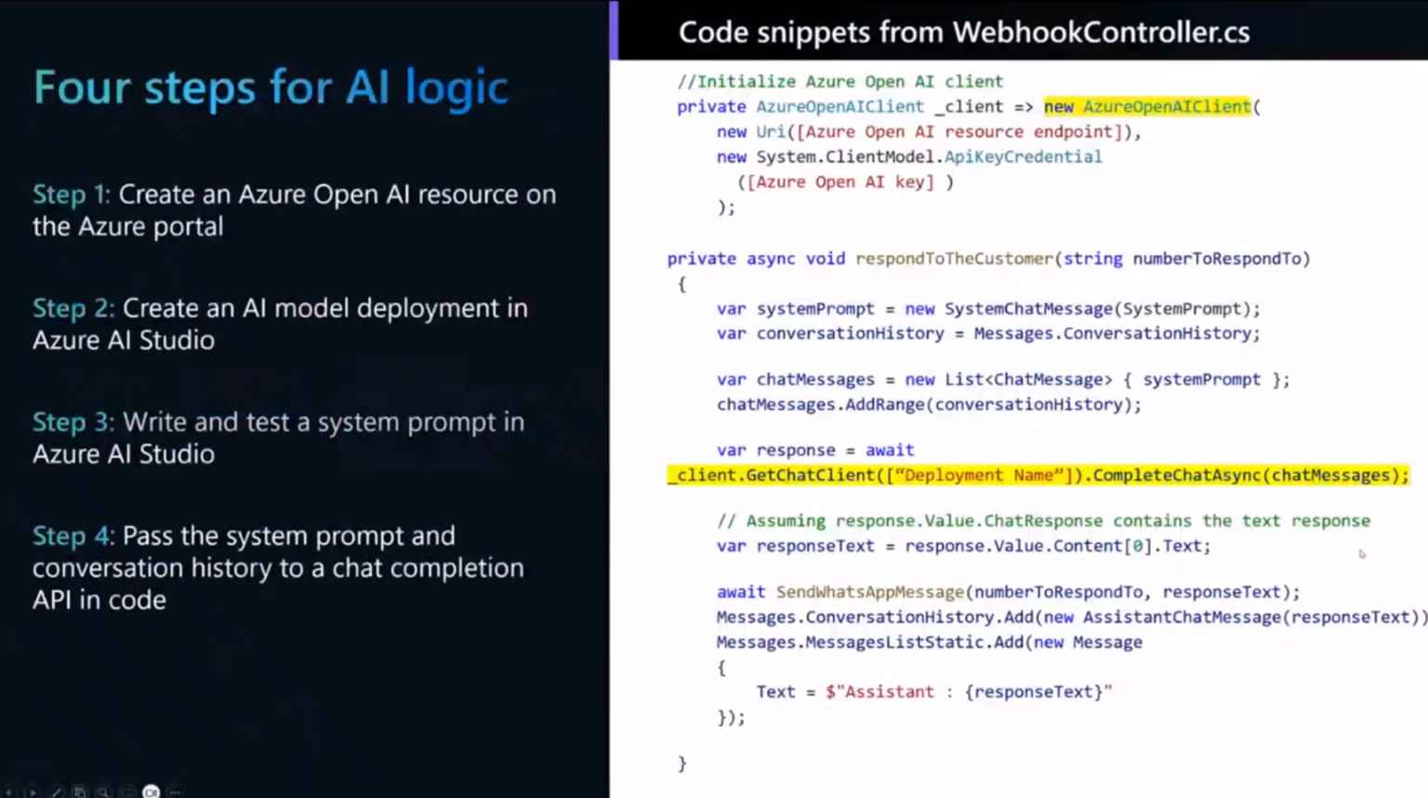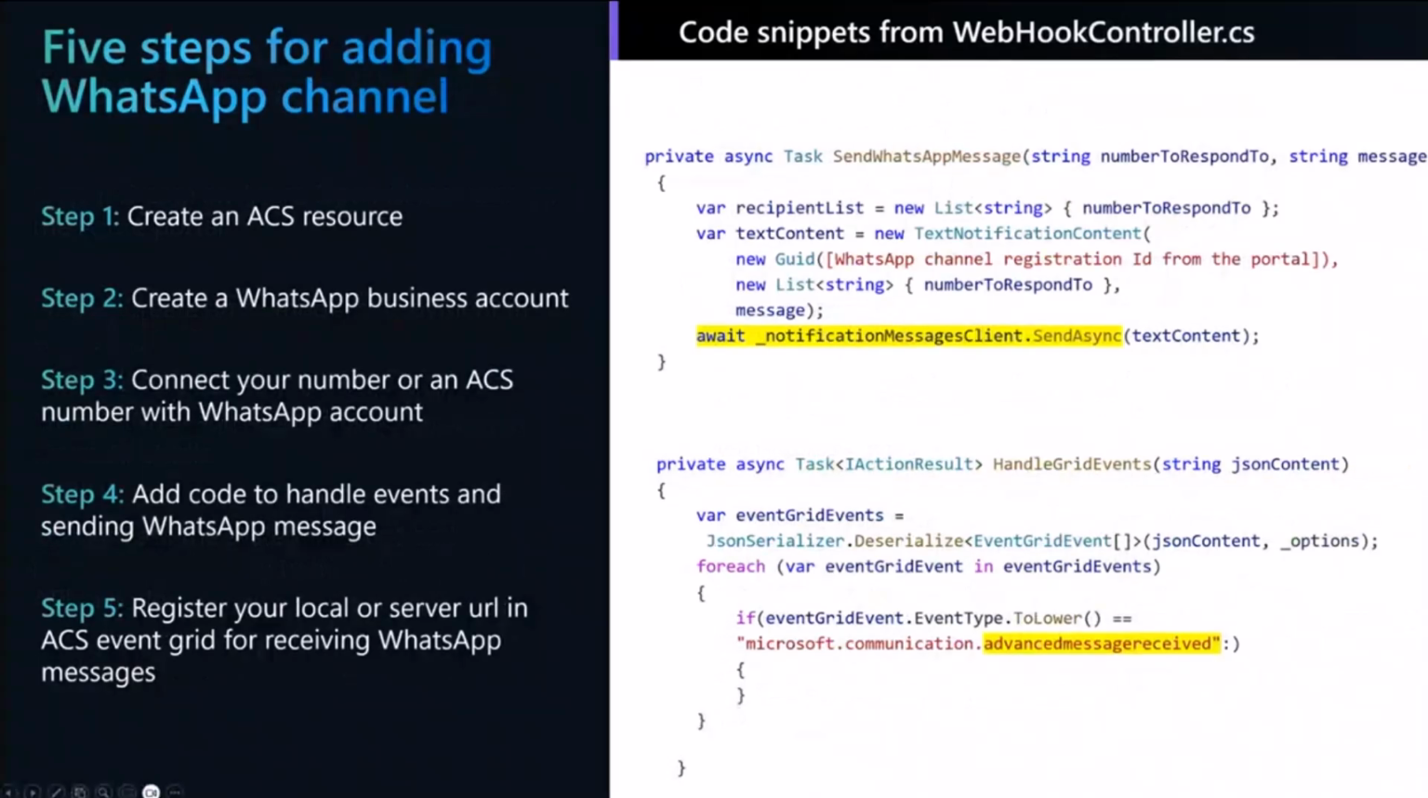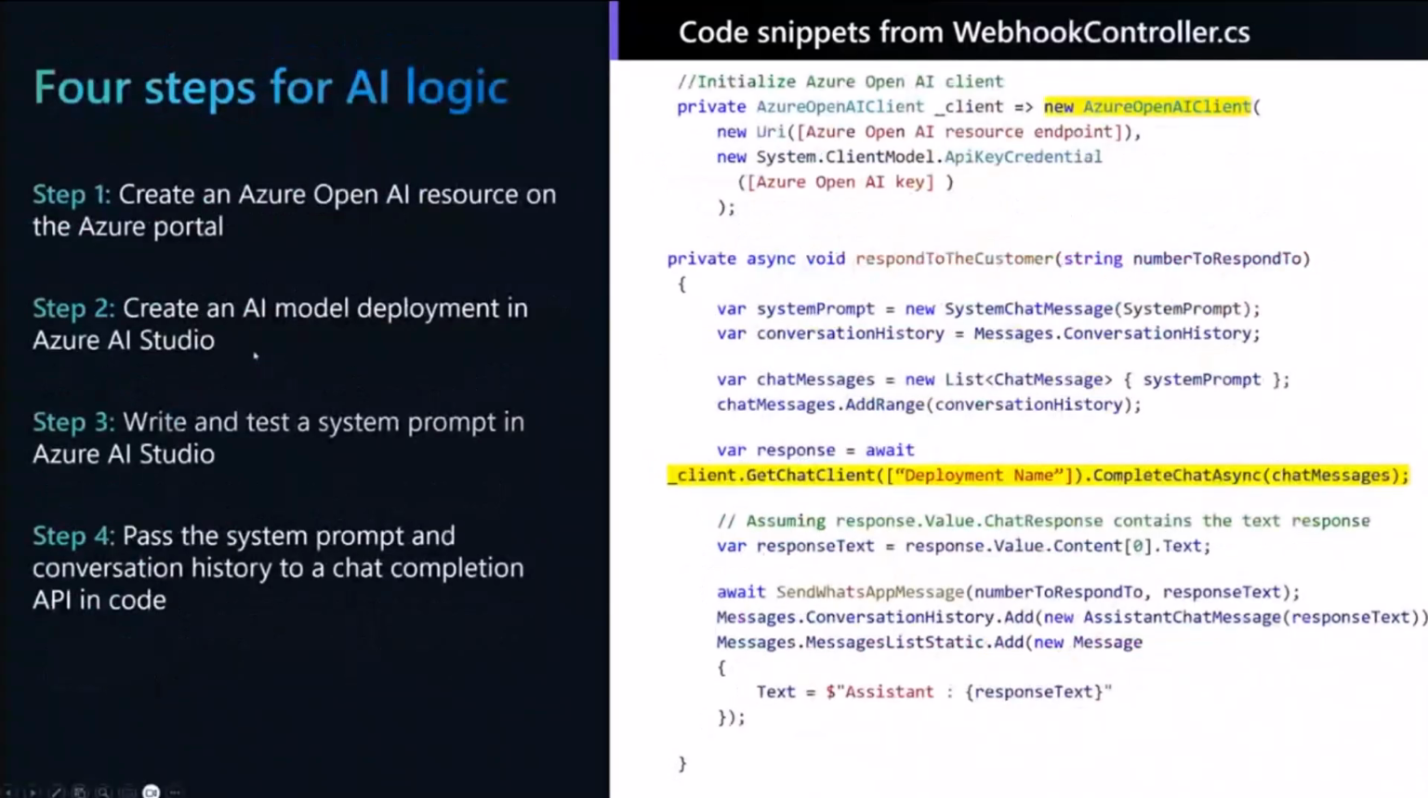All right, so what are the steps for doing this? There are four easy steps to add the AI logic. One is to create an Azure OpenAI resource on the Azure portal. Second is to create an AI model deployment in Azure AI Studio. Then you write and test the system prompt, and you pass the system prompt. So let's see that in action real quick.